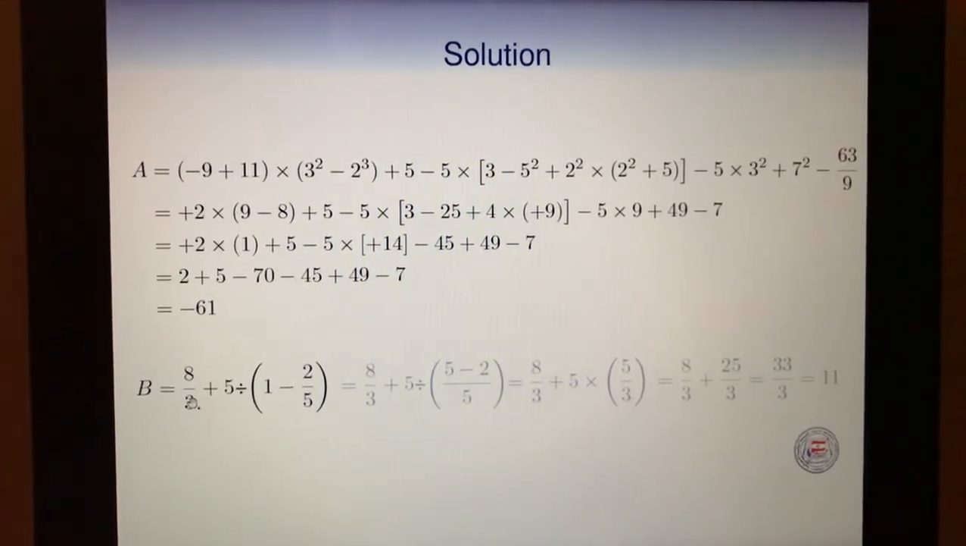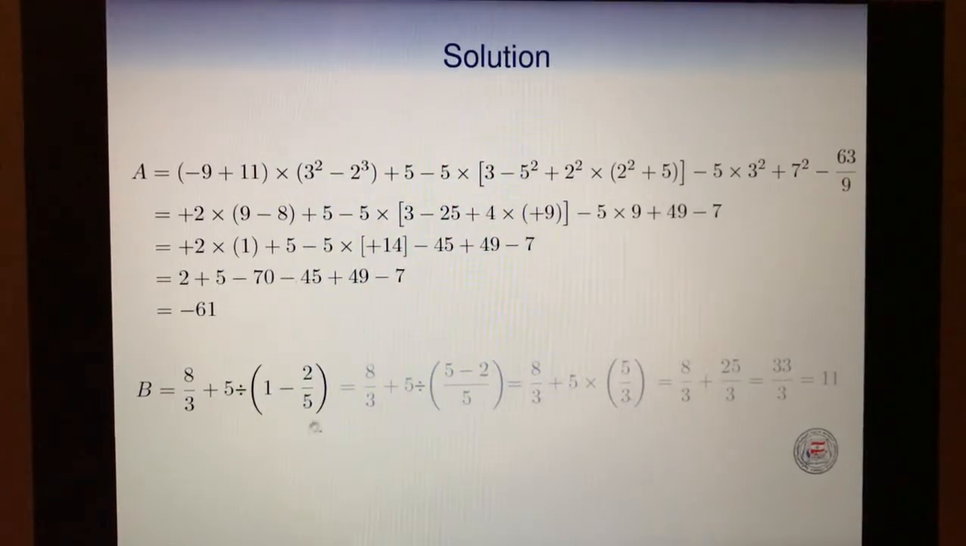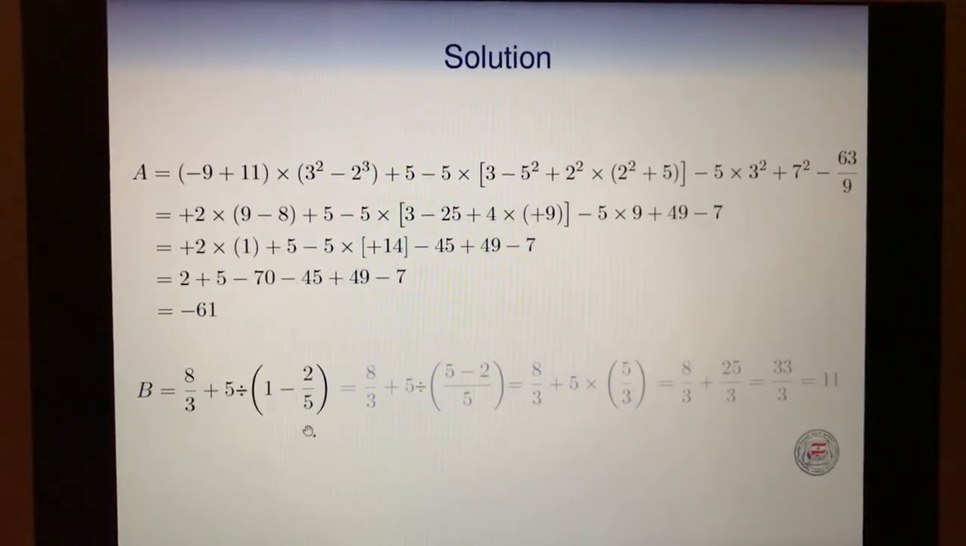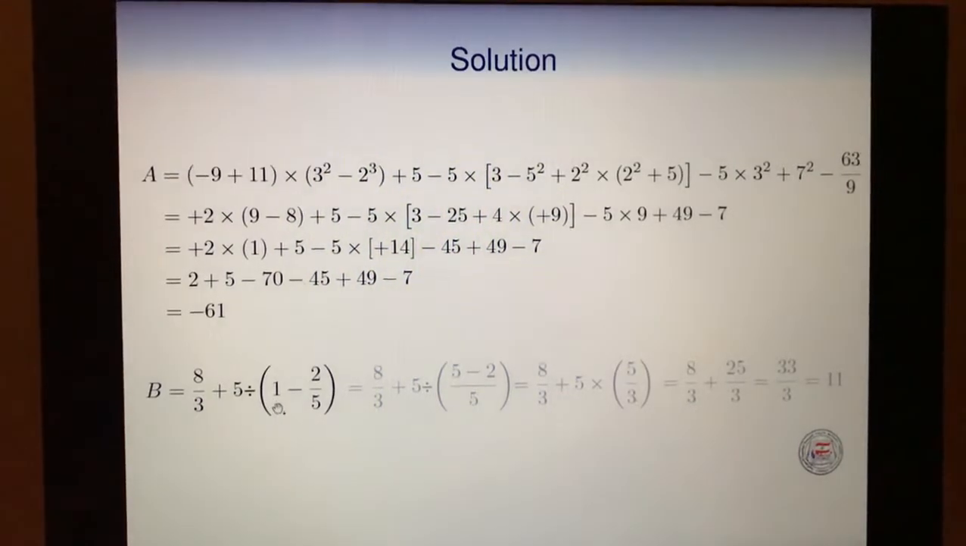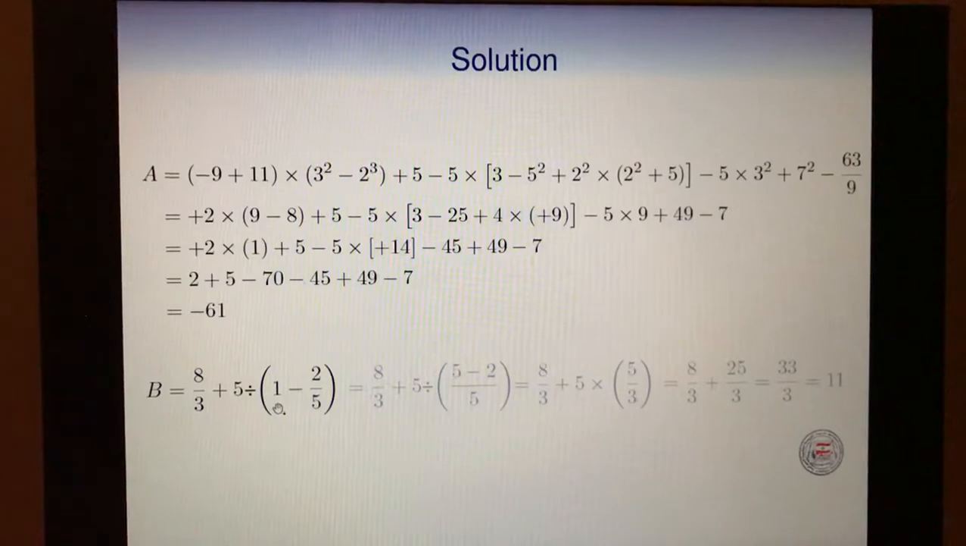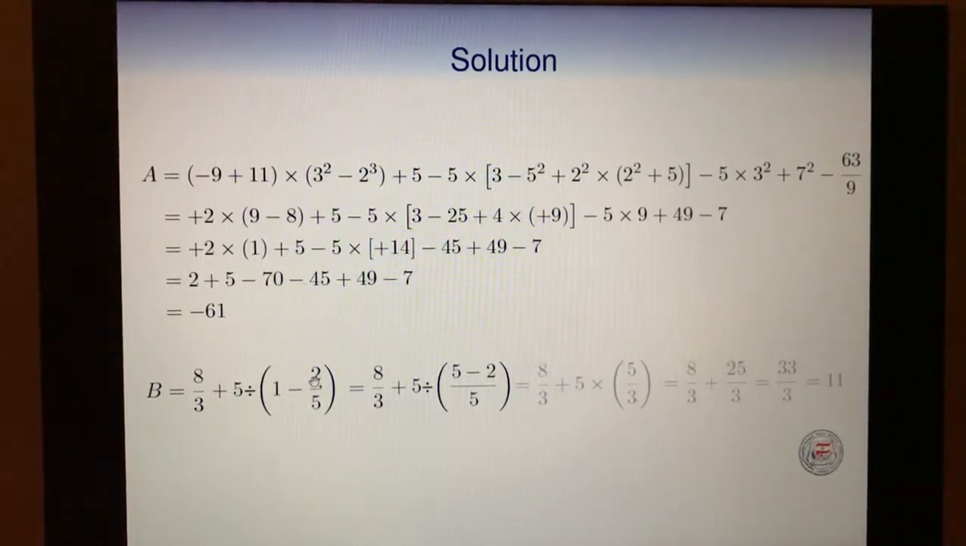In expression B, we have plus, division, and parentheses. So we need first to solve inside this parentheses. 1 minus 2 over 5, we have fractions, so we need to do a common denominator. 1 is over 1. So a common denominator between 1 and 5 is the LCM between 1 and 5, which is 5. So we need to multiply 1 by 5, so we have 5 minus 2 times 1, which is 2, so 5 minus 2 over 5. Then 5 minus 2 is 3, so this parentheses is 3 over 5.